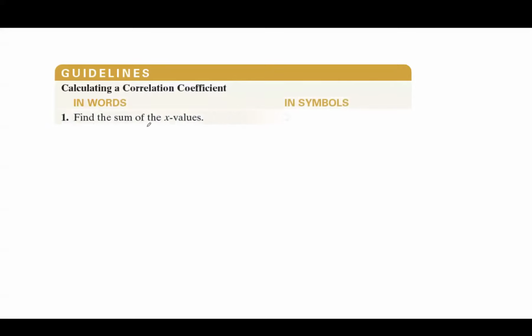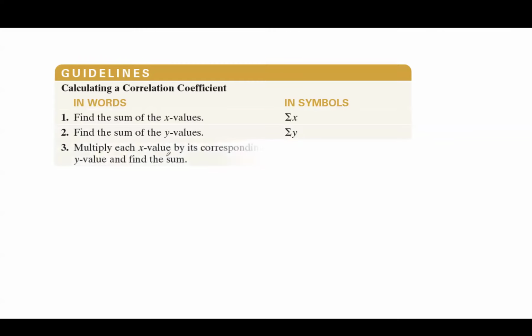So let us take a look at one numerical example. But before that, let's take a look at the guidelines for calculating a correlation coefficient in words and symbols. 1, find the sum of the X values, which is the summation of X. 2, find the sum of Y values, which we denote by sigma Y or summation of Y's. 3, multiply each X value by its corresponding Y value and find the sum. So we multiply X and Y's and then add them all together.